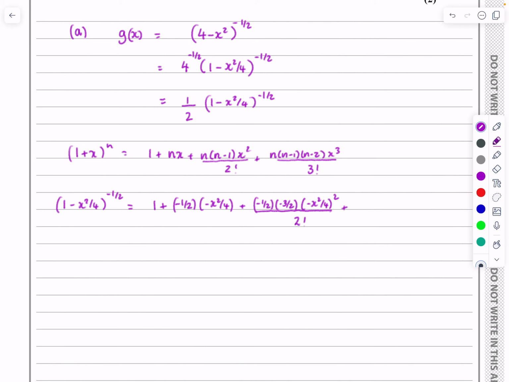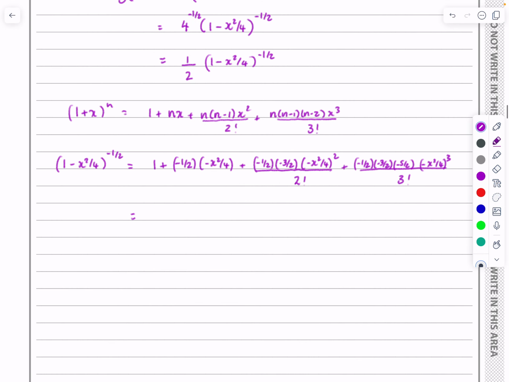And then the last part will be n minus 1, n minus 2, our x part, cubed this time, all over 3 factorial. It goes without saying then you've got to do lots and lots of practice of this to be able to get to our correct answers when we are expanding up to that sort of stage.